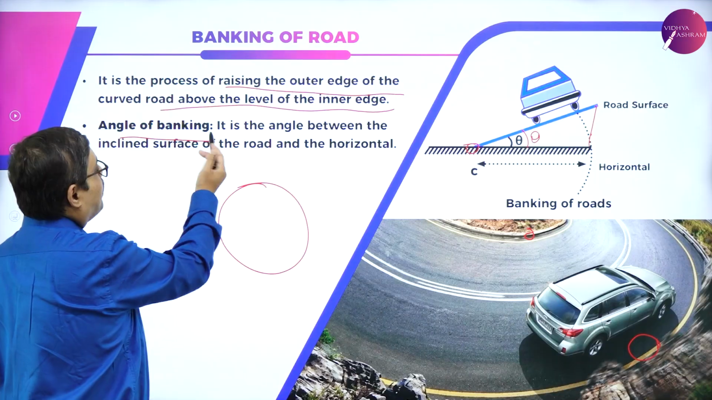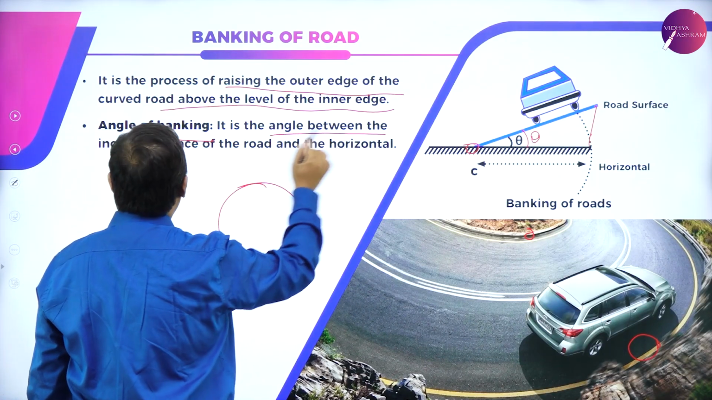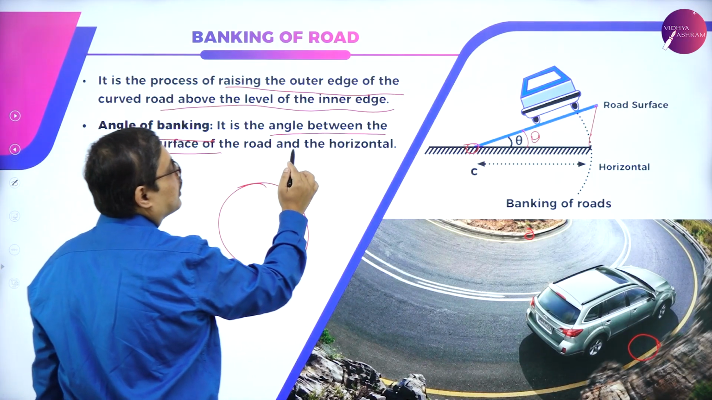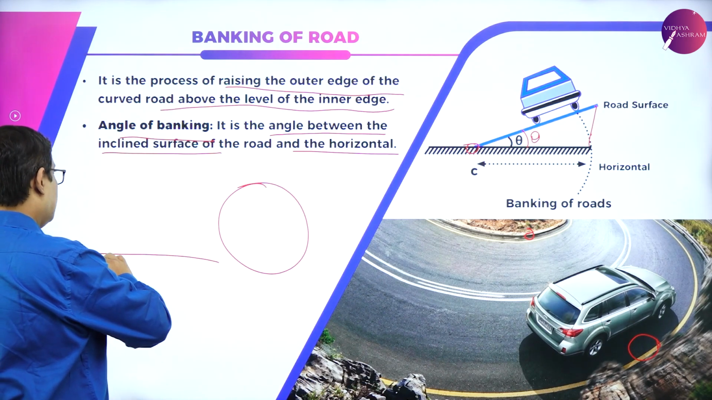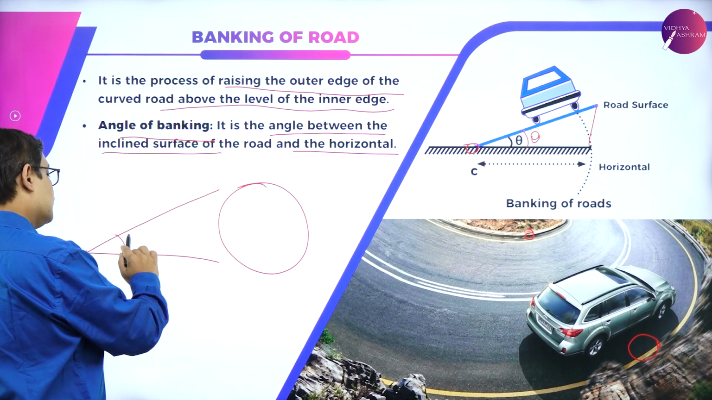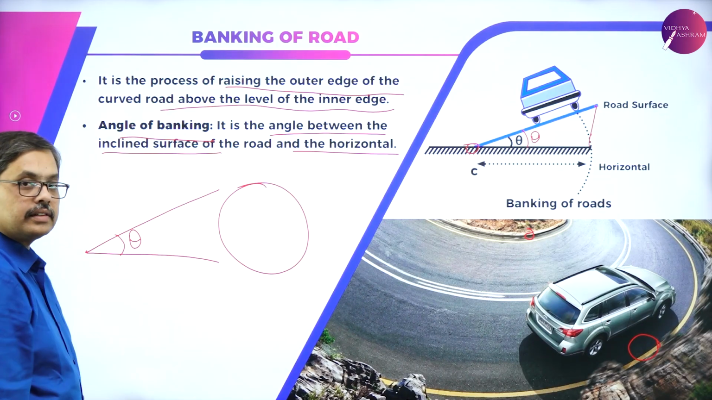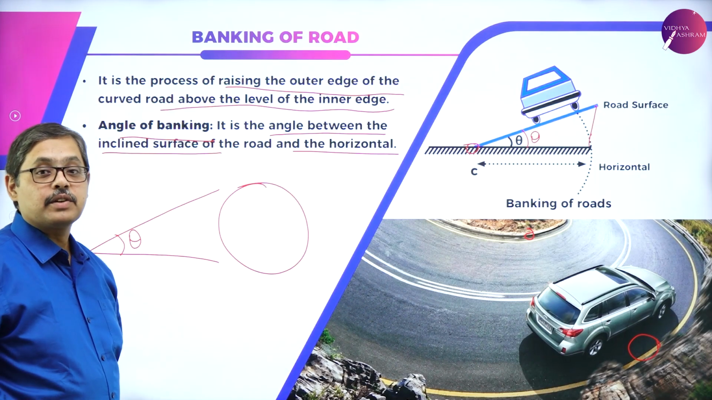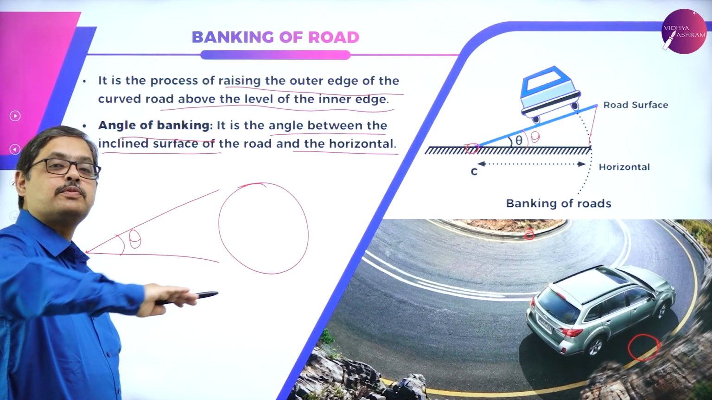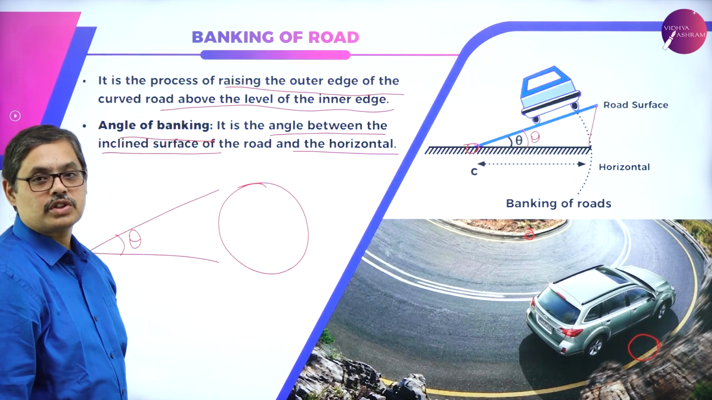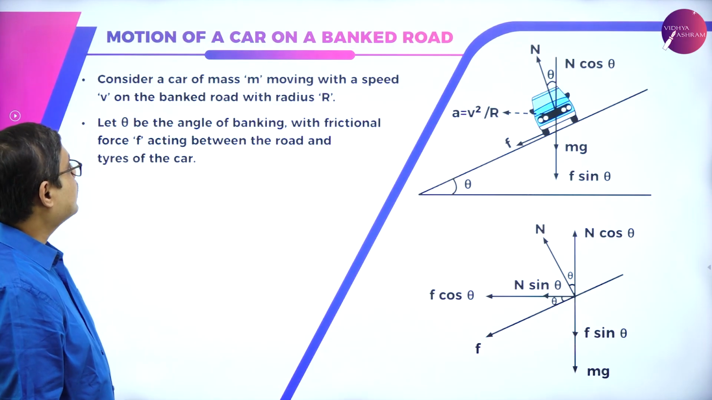This angle of banking is the angle between the inclined surface of the road and the horizontal. So if this is the horizontal and this is the inclined road, this becomes angle theta. Angle of banking plays a very important role in determining the maximum speed with which you can take a circular motion. Let us check that.